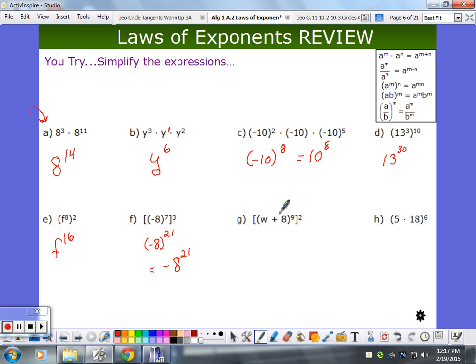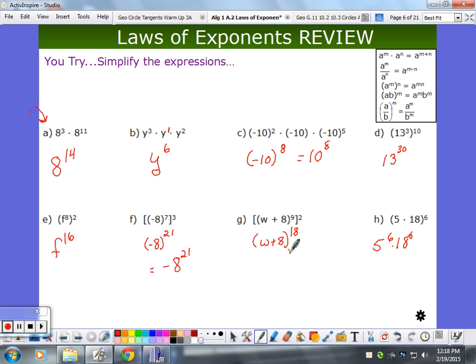Now this one, don't be fooled. It's just W plus 8 to the 18th power. This is a plus, not a multiplier. So this 9 does not apply to both. Only works if that's a times. And this one's 5 to the 6 times 18 to the 6. Good. Yes, and 21 is an odd number, so if you do a negative times a negative times a negative, do that 21 times, you're going to wind up with a negative. Believe me.